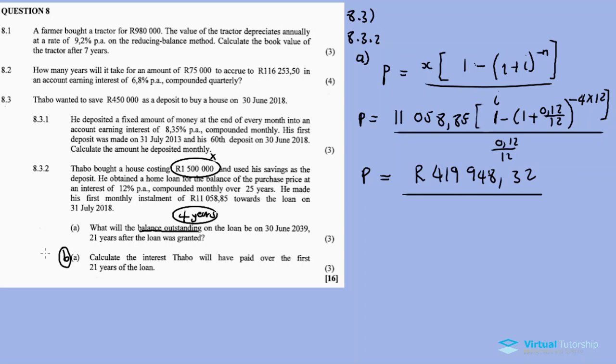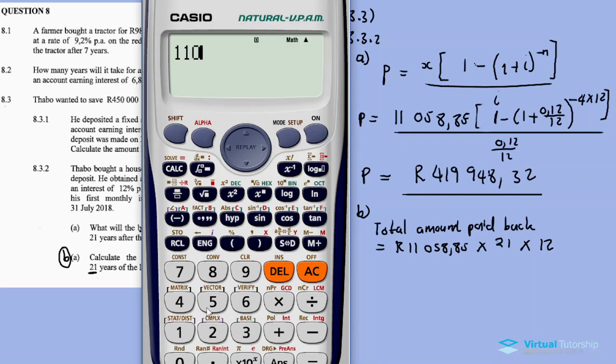So let me show you. We go to B. This is the total amount paid back, let's say: 11,058.85 times, for how many years? 21 years. The interest for the first 21 years times 12 again, right? Times 12 because of the amount we keep paying for how many years? For 21 years and per month. So as you calculate this one, it's 11,058.85 times 21 times 12.